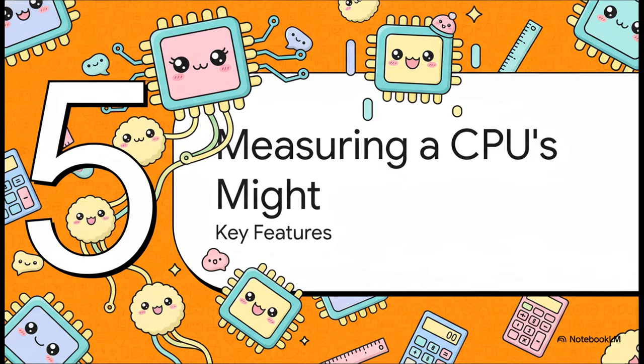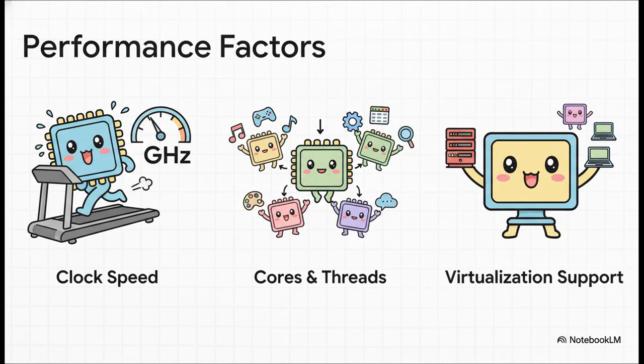So, okay, we've got all these complicated parts, right? We have architecture, cores, threads, these different design philosophies. So how do we actually measure what a processor is capable of? Well, clock speed is the classic metric everyone talks about. It's measured in gigahertz, and it's basically how many billions of calculations a CPU can run per second. But that's only part of the story. The number of cores and threads tells you how good it is at multitasking. And then you have other key features like virtualization support, which is critical if you want to do advanced stuff like run another operating system inside a virtual machine. True performance is really a combination of all these things.